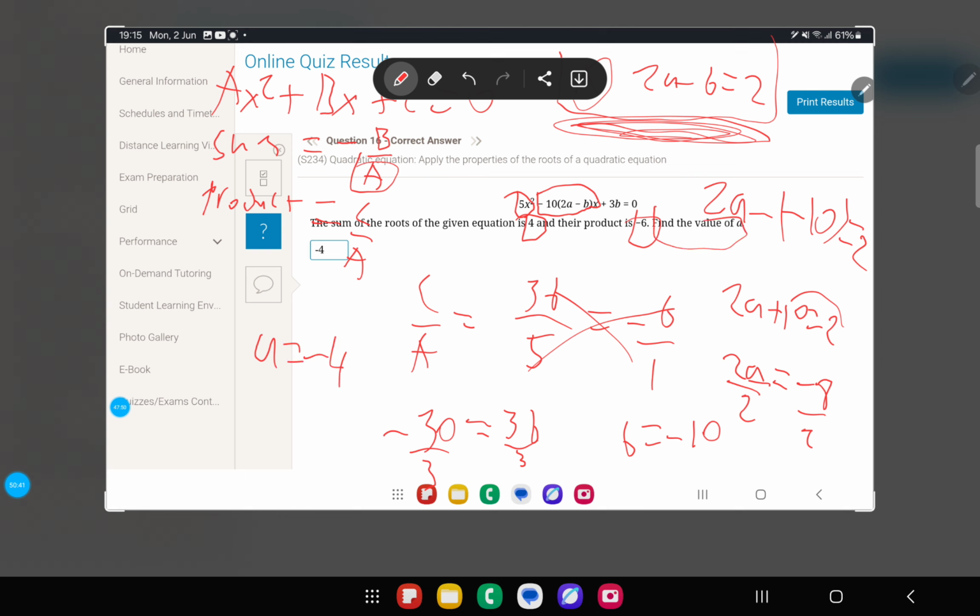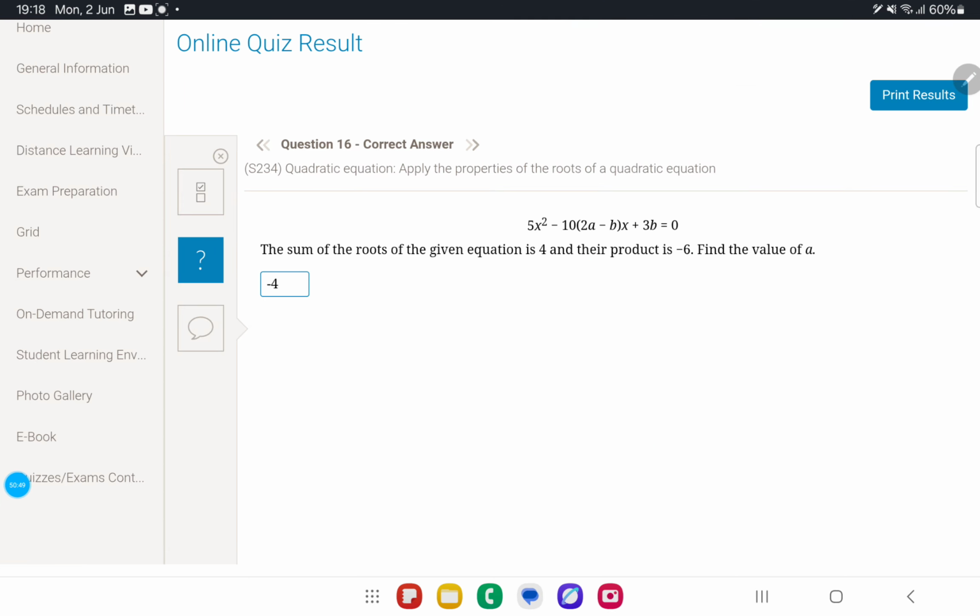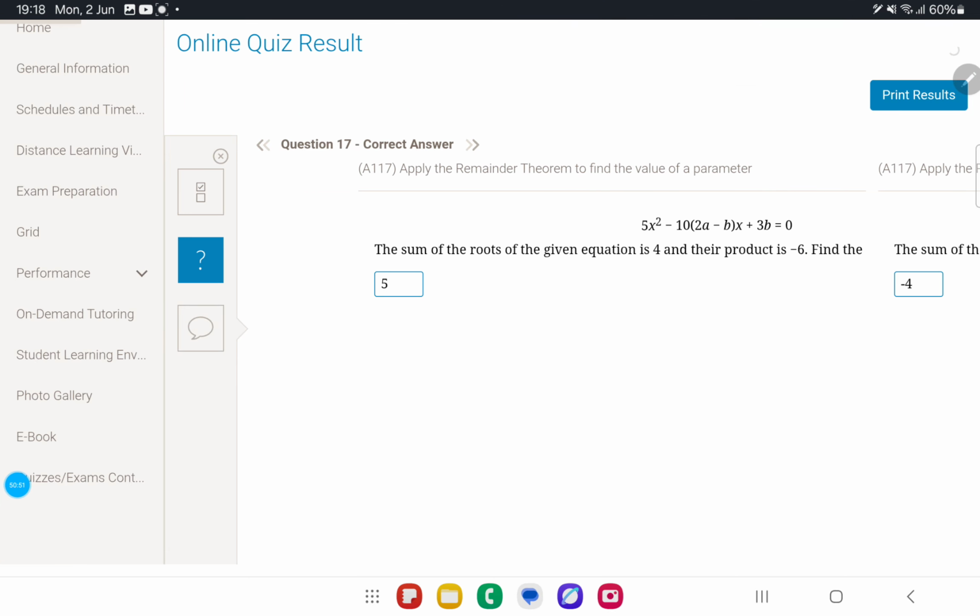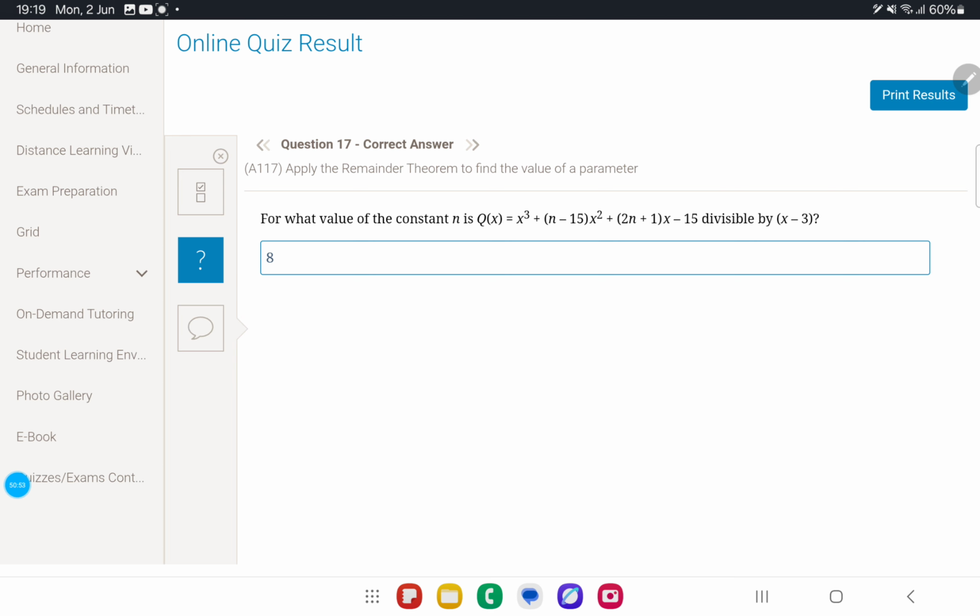Okay? And they wanted us to find a. So we found a as negative 4. That's the answer. If they wanted b, we just put negative 10. But they wanted a, so we had to continue. That's it. Now for question 17.